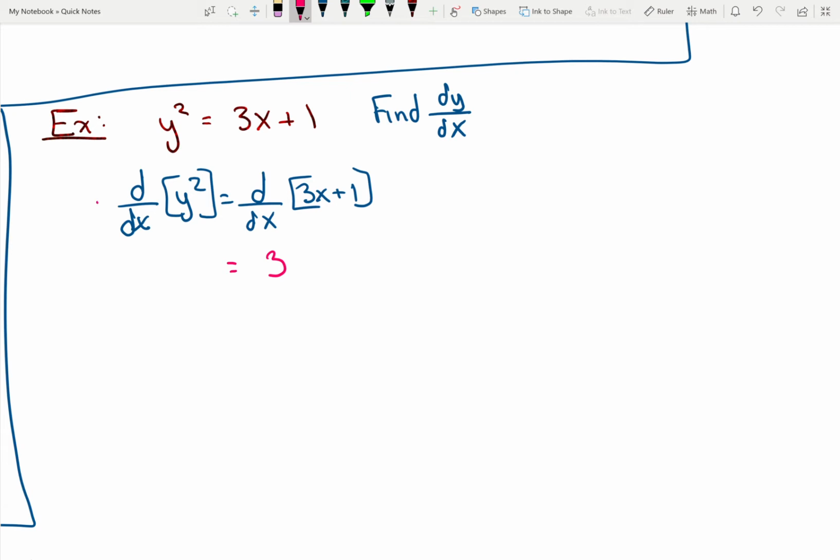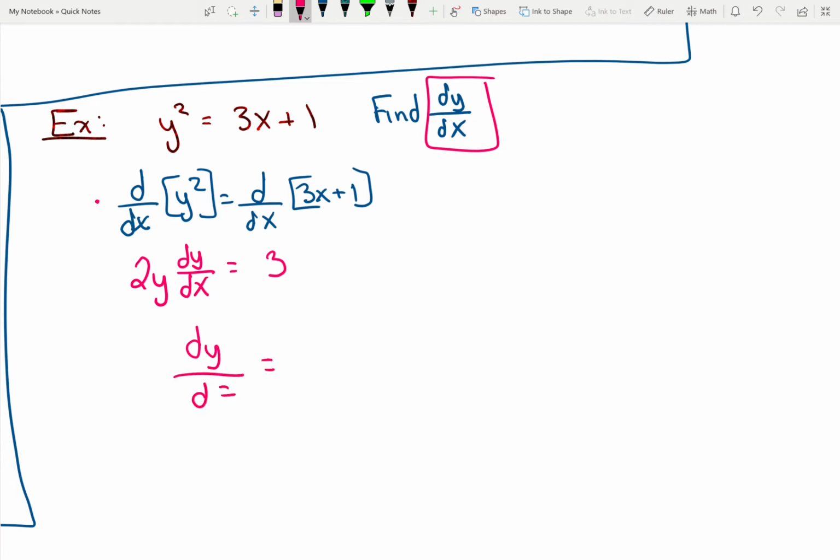Now for the left-hand side, we want to do d dx of y squared. Now y is an implied function of x. So what we're going to do here is pretend like y is just x and differentiate it normally. So I would get 2y as my derivative, but because our variable here is y of x and not just x, we're going to attach a dy dx here. That's really the key of this whole thing. Anytime you differentiate y, just attach a dy dx to it. And remember, our goal here is to find dy dx, so we're just going to do some algebra.